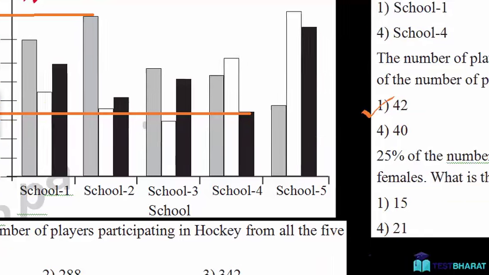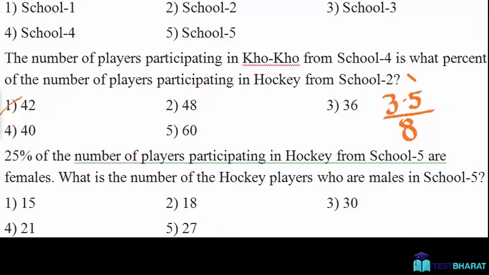So the idea is, use multiplication, never go for 35 by 80 and then divide it and then calculate the percentage. You know 1 by 8, you know 12.5, 12.5 into 3.5, you just do 12 into 3, you know 12 into 3 is 36, and 0.5 into 12 is 6, just add it up.